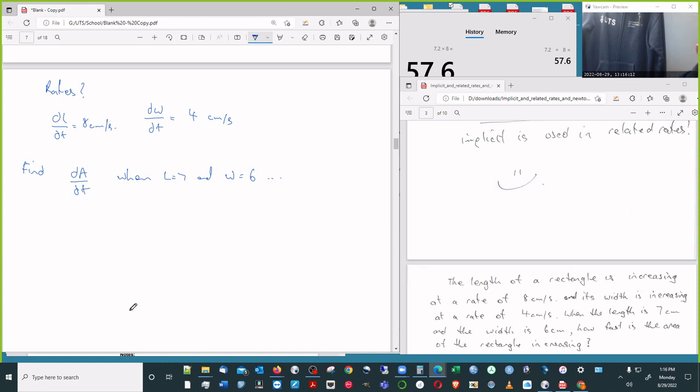Now, what information do we have? What's the question about? What's the geometry? What's the geometric shape? A rectangle. What's the area of a rectangle? Very good. Now, does that help us? What are we being asked for?